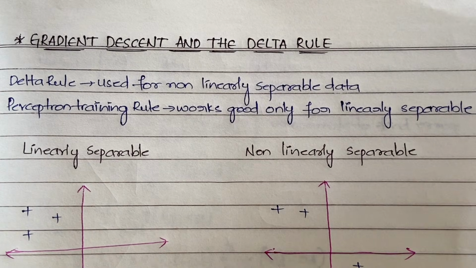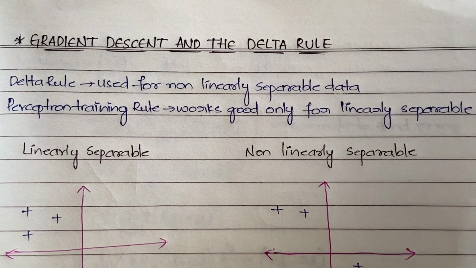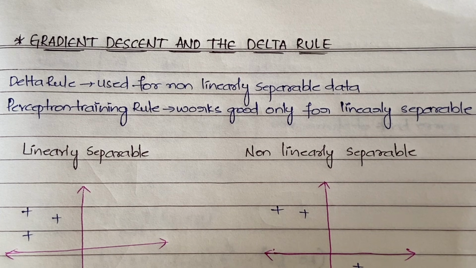In today's video I am going to explain the delta rule and also gradient descent in the subject of machine learning. In order to understand this video clearly, you must first have watched the previous video, which is about the perceptron training rule. Then you will be able to understand this more clearly. Okay, done. Now let's get started.